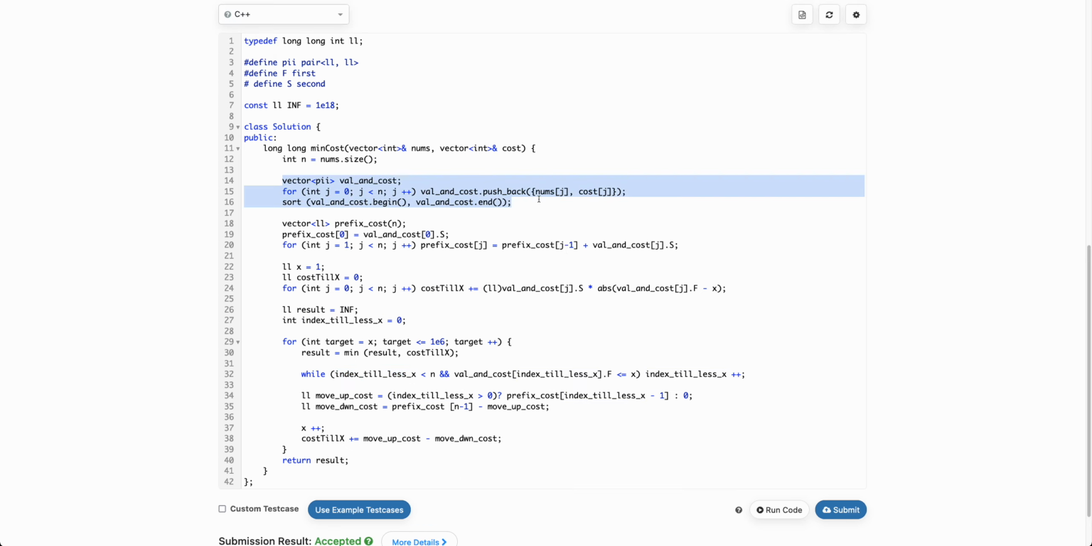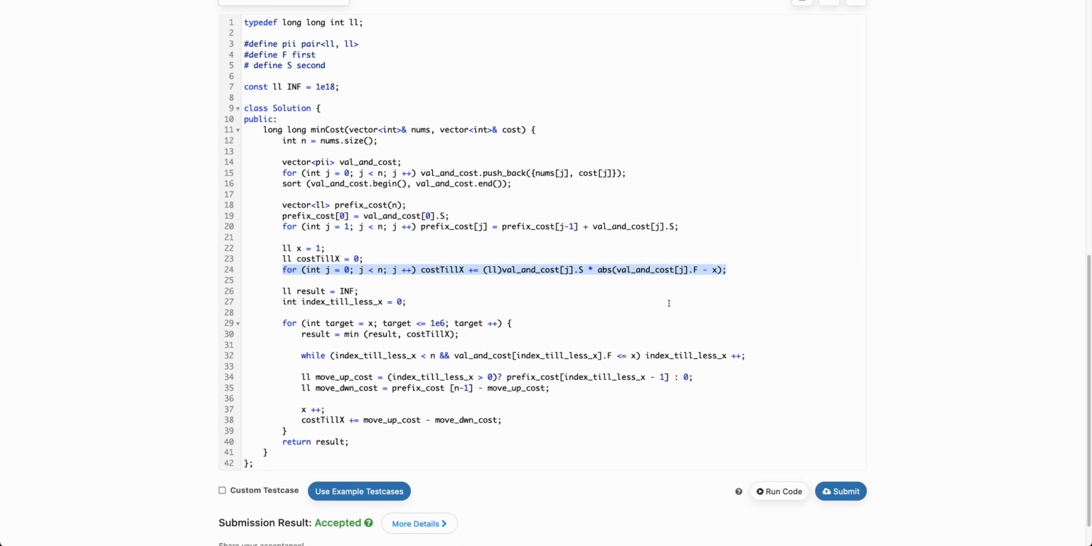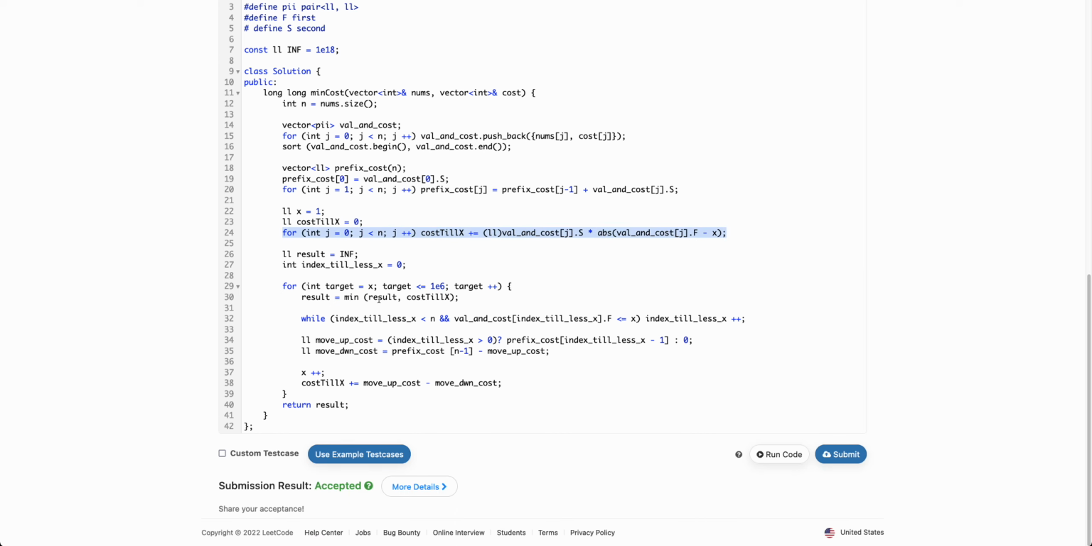As discussed, we have sorted the array, and we have sorted it based on both value and cost. Sorry, value, and because cost is associated with the value, we have to sort them together. Now we have found the prefix of cost. This is simply finding the prefix of cost. So now we have started with x equals 1. For x equals 1, we have found the cost till x equals 1 by just iterating over all the elements, right? Now we know what the cost of x equals 1 is.